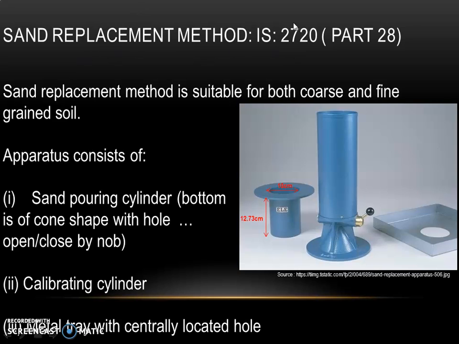Sand replacement method is conducted as per IS 2720 part 28 and it is suitable for both coarse and fine grained soil. Apparatus consists of sand pouring cylinder. Bottom is of cone shape with hole at the center which can be opened or closed with the help of knob. This is a calibrating cylinder whose diameter is 10 cm and height is 12.73 cm. This is a metal tray with hole at the center.